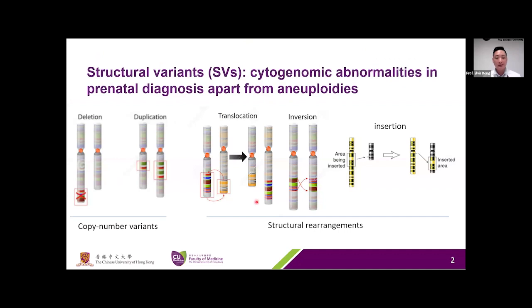Firstly, structural variants can be subgrouped into two categories. One is the deletion and duplication, which we usually call copy number variants. The other group we name structural rearrangement, which usually can cause translocation, inversion, and insertion. For the second category, the most important things are that we know the location and the composition of the rearrangement.